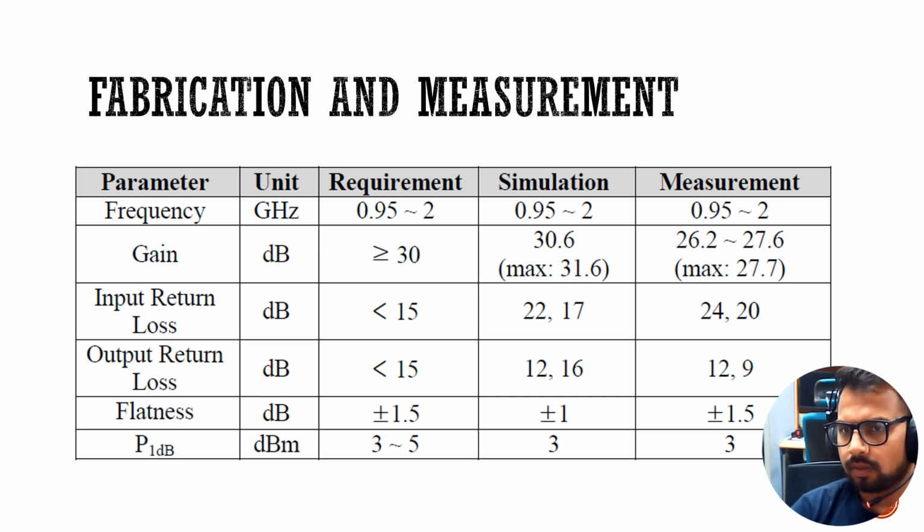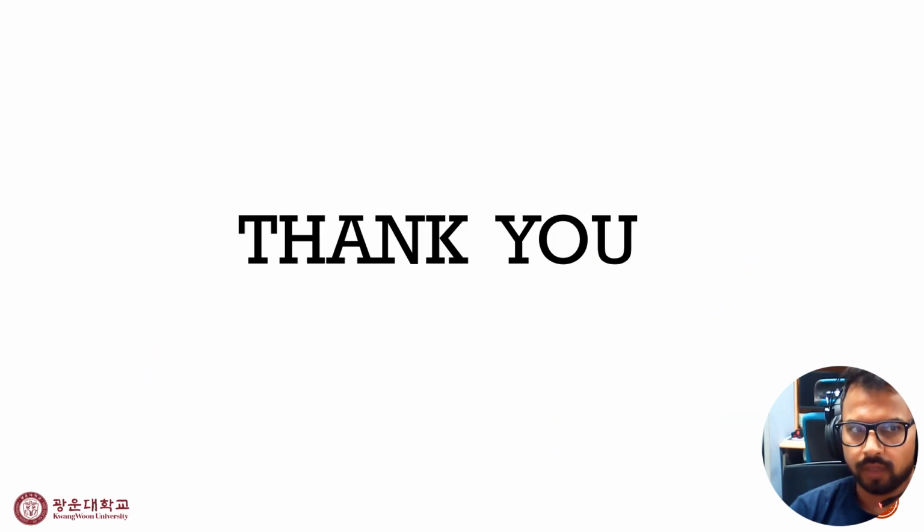Now the measurement parameters are almost equal to the requirements, like frequency 0.95 to 2 gigahertz. Gain would be 26.2 to 27.6, and maximum it can be up to 27.7. Input return loss is 24 or 23 or 20. Output return is 12 or 9. Flatness is almost equal to 1.5, and P1dB should be not more than 3. So these are the things. Thank you very much. This is the overall summary of chapter 3. Thank you.